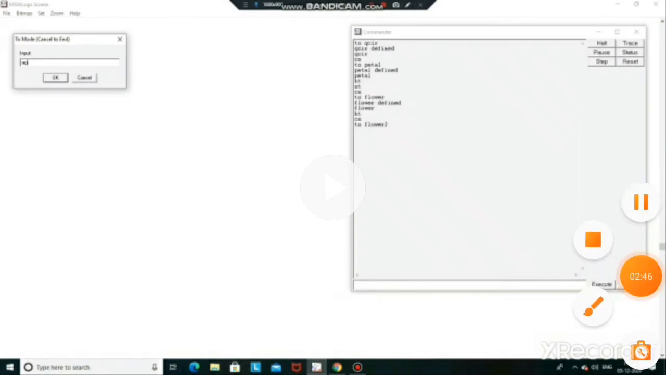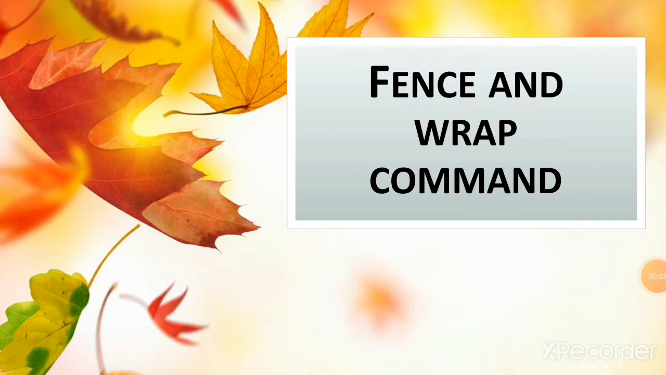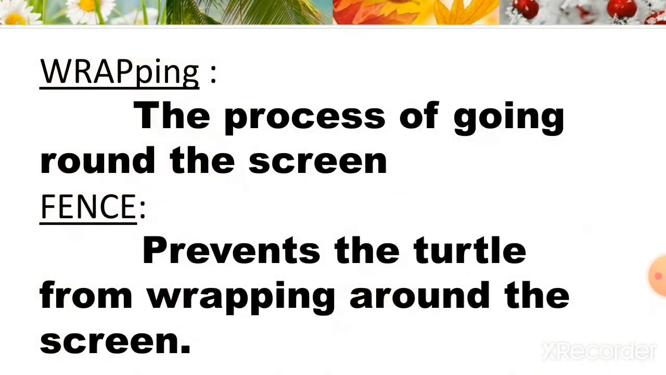Watch the next module. Our next topic is the fence and wrap command. What do the fence and wrap commands mean? Wrapping means the process of going round the screen. For example, if we give FD 500, what happens? Our turtle will move forward 500 steps, but the screen does not have that much space. So automatically our turtle comes from the opposite direction. It is rounding the screen. That is called wrapping.